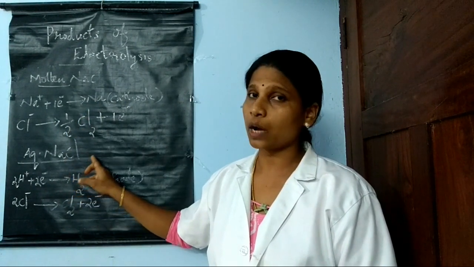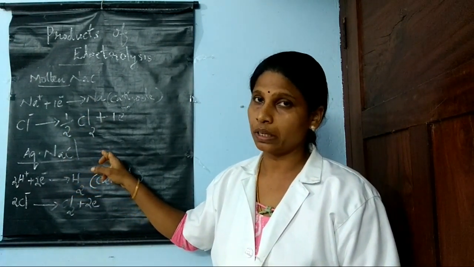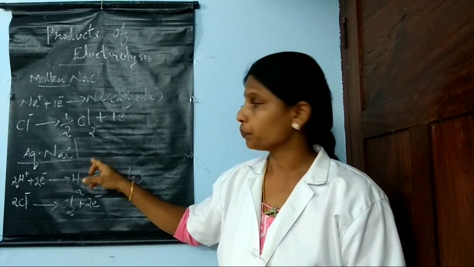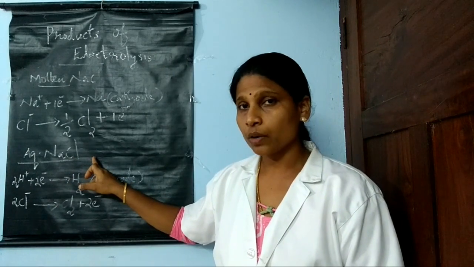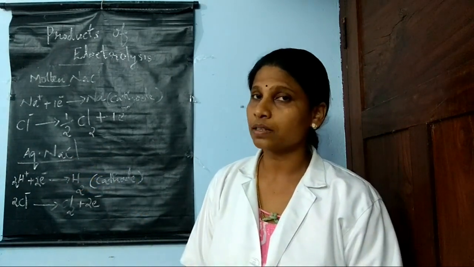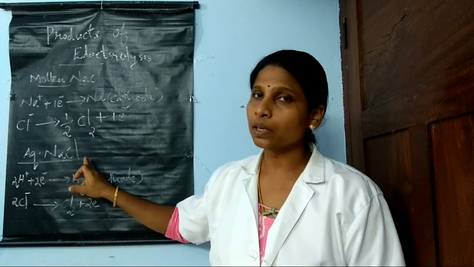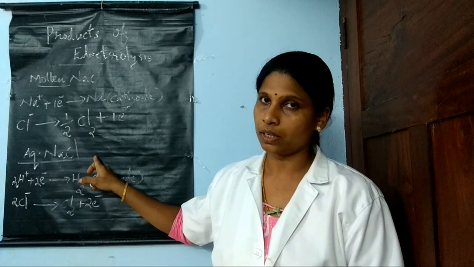The next is aqueous NaCl. Aqueous NaCl means NaCl solution, NaCl in water. Therefore, aqueous NaCl contains Na+ ions, Cl- ions, H+ ions and OH- ions. Therefore, here we have to apply one principle, that is survival of the fittest.